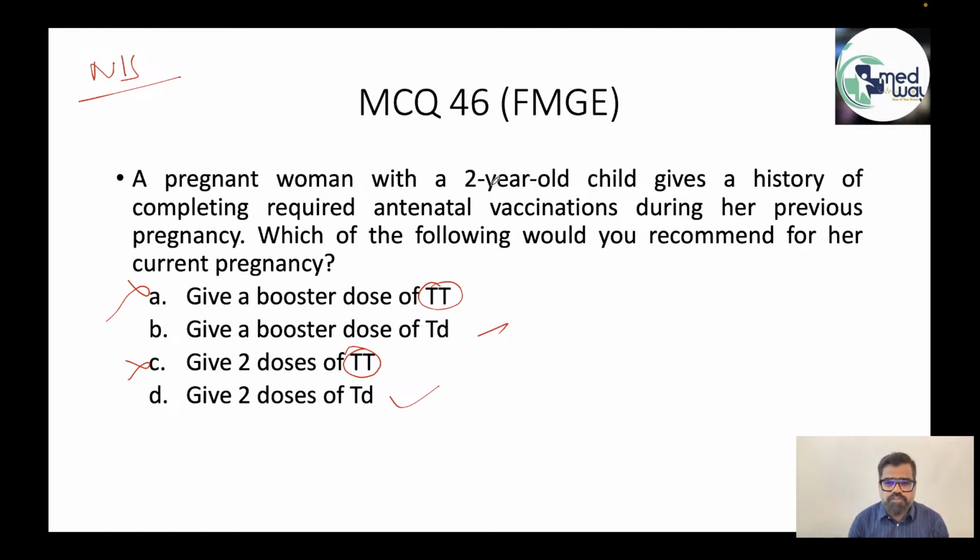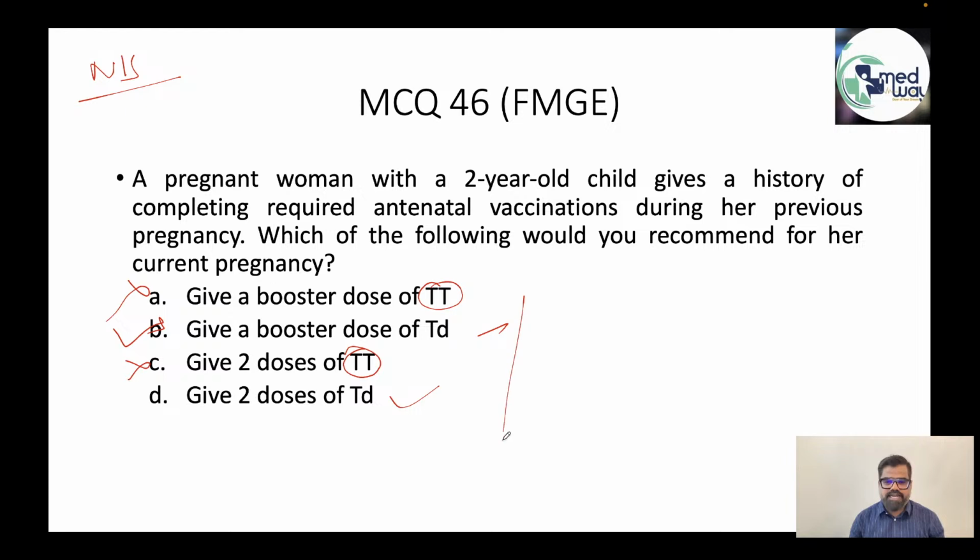So a pregnant woman with a 2-year-old child. The pregnant woman is already having a 2-year-old child and then she has become pregnant. She gives a history of complete antenatal vaccination. So in the previous pregnancy, she was given 2 doses of TD. So what is the recommendation now for the current pregnancy? You have to give only 1 TD dose.